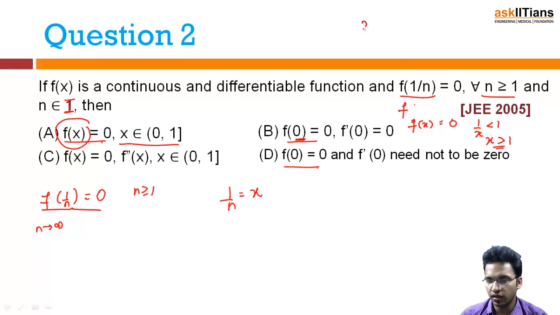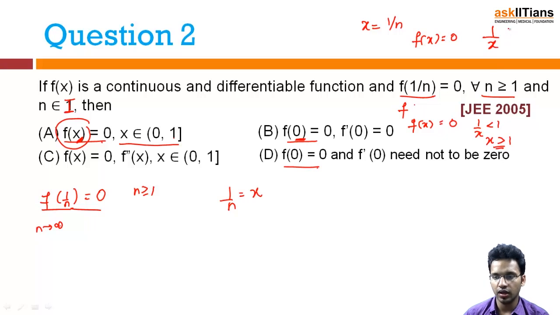What I have done is x equal to 1 by n, because here it is saying that we need not 1 by this, we need x. So when I do this, f of x equal to 0, for that what I'll get is 1 by x. Obviously, I am not substituting here, so this sign will remain the same only. So x has to be less than or equal to 1.